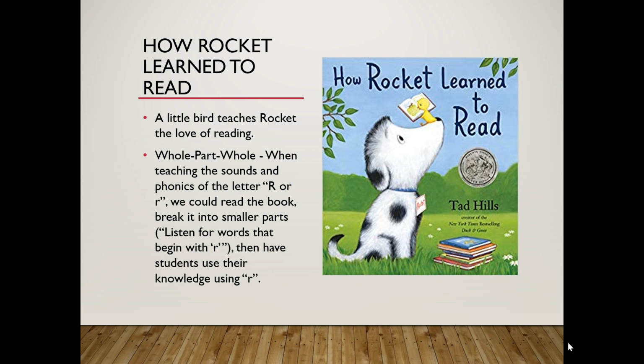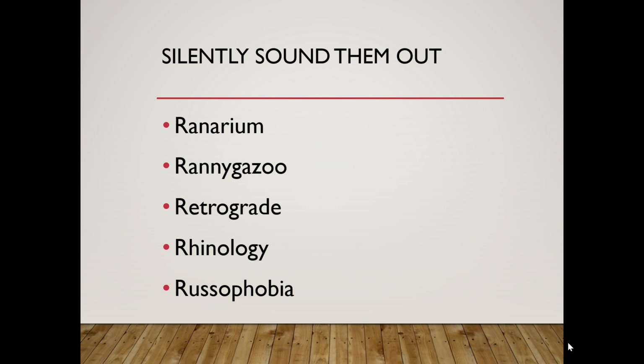So from whole, we start with reading, we break it down into its smaller parts, and then I would have you guys in class silently sound out these words. We have a list of words that begin with the letter R. We know that the letter R sounds like so we can silently sound out each of these words with your knowledge of how letters sound. So I'll give you a second or two to read through these.